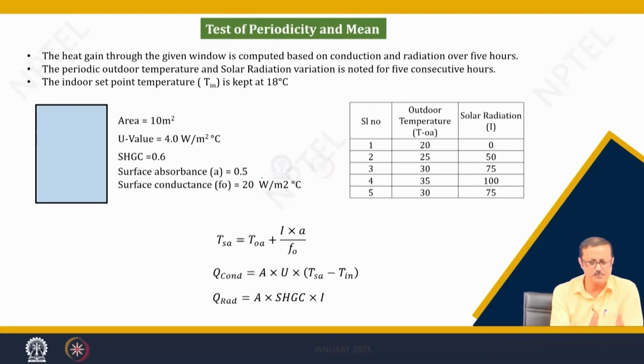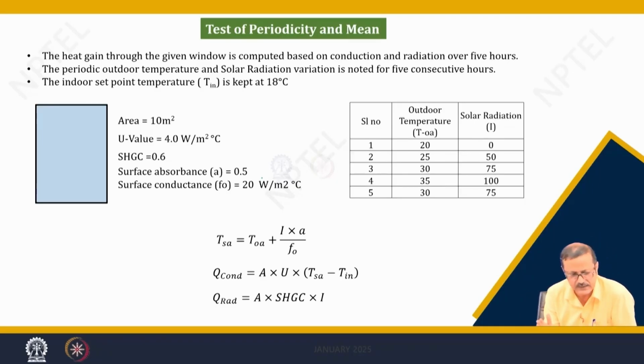So, I have taken a simple area, a particular window of area 10 meters square. The U value of the window is 4, SHGC is 0.6, the absorption value is 0.5 and the conductance value of the surfaces is 20. And the first point is that the heat gain through the given window is computed based on the conduction and the radiation over these 5 hours.